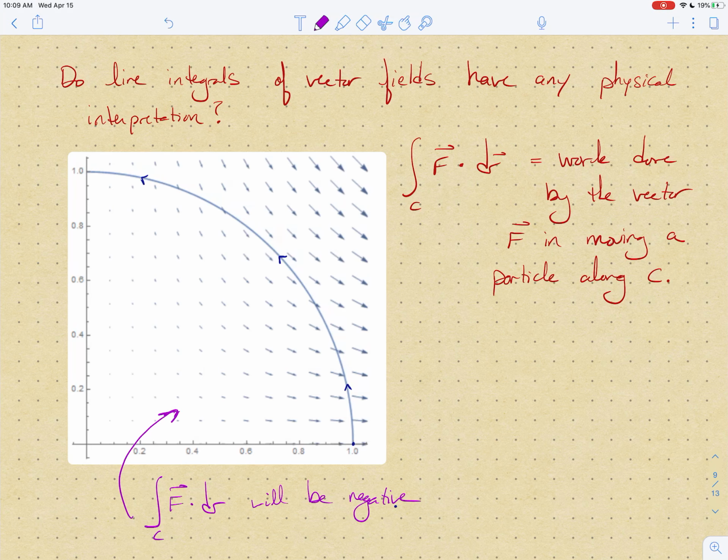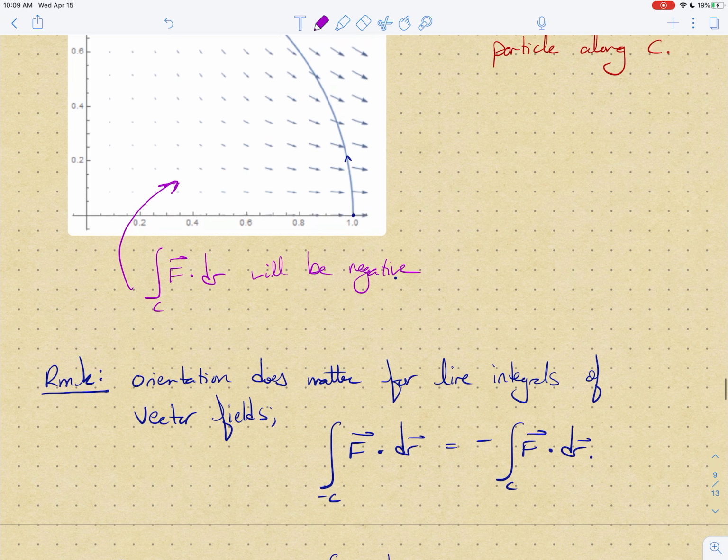One last remark, and then we'll do some examples. Orientation does matter for line integrals of vector fields. And so if you want to orient C the other way, then you actually get out a negative. It just changes the sign of the integral.